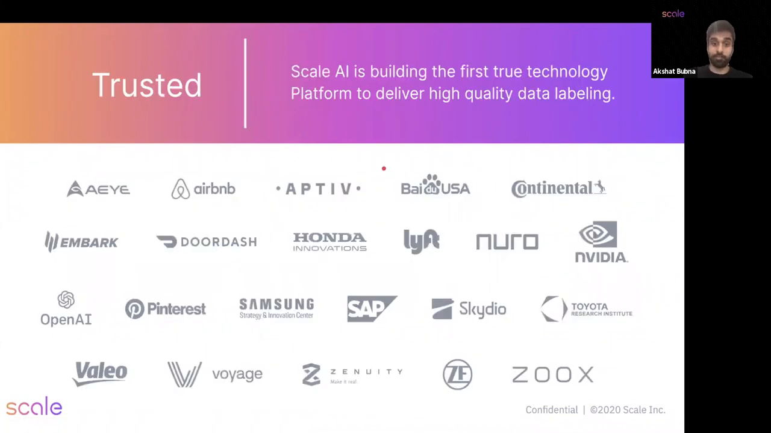And over time, we've had the privilege of partnering with some really incredible customers. In particular, some to call out are Airbnb, Pinterest, a whole host of self-driving car teams, and so on.